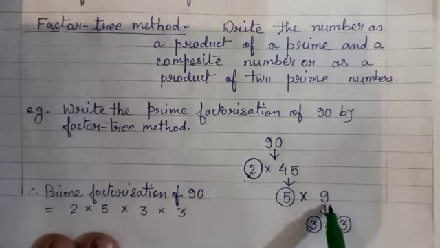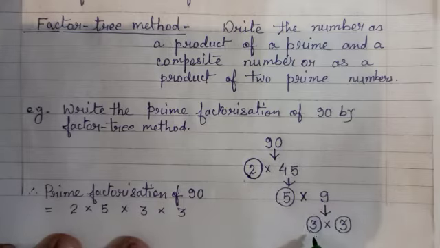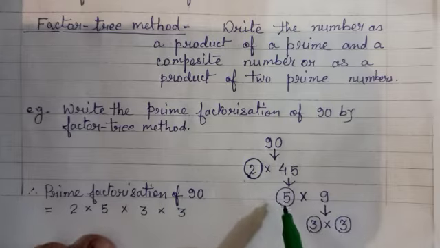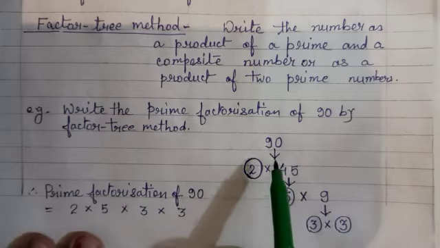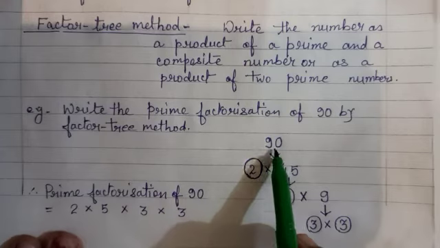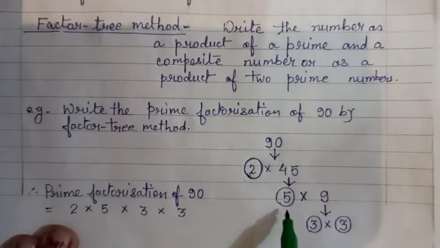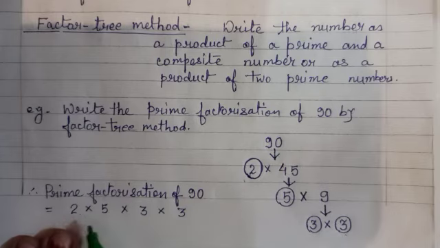Then this 9, we have to write in terms of the product of two prime numbers, 3 into 3. We know that 9 is equal to 3 into 3. Finally, we are getting all the prime factors. Okay. So the prime factorization of 90 is 2 into 5 into 3 into 3. This is the prime factorization of 90.